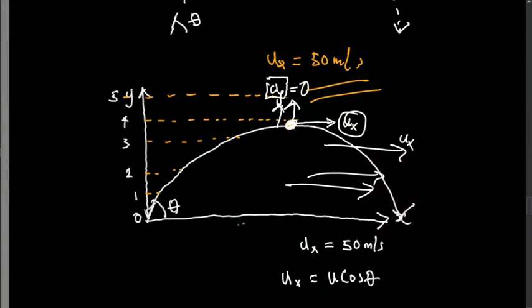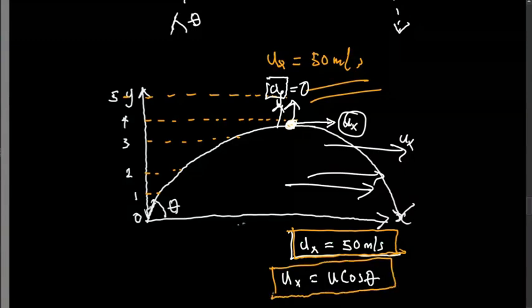I hope this is clear. At maximum height, this is the formula for the speed. Just take it like that. This is the formula for speed at maximum height. Is that clear? Yes, sir.